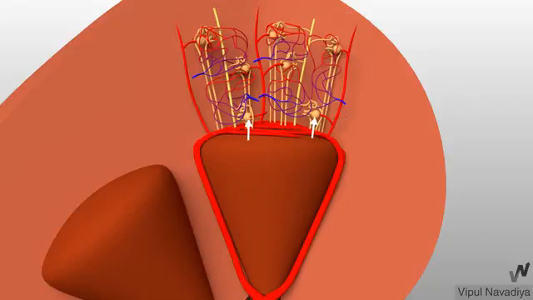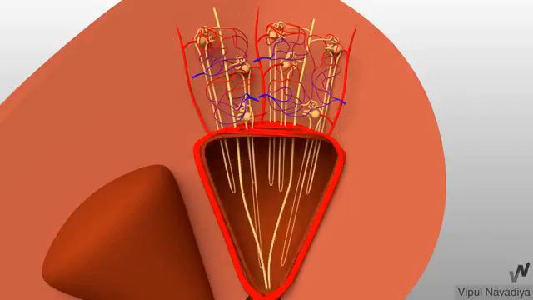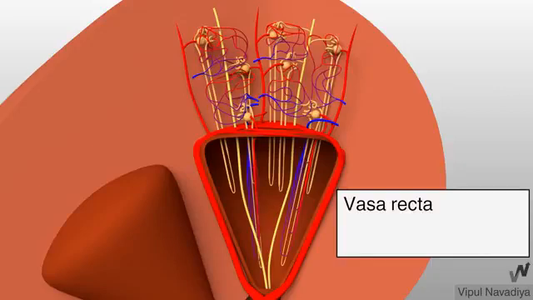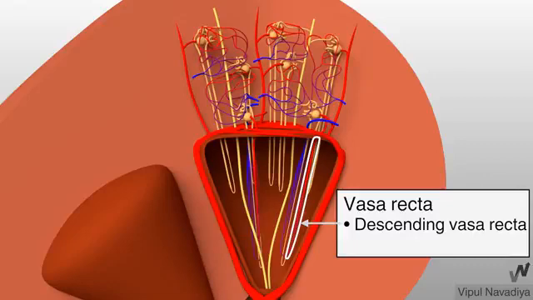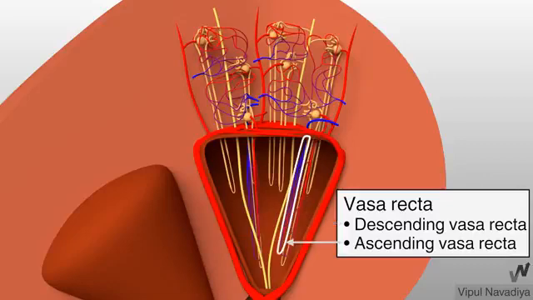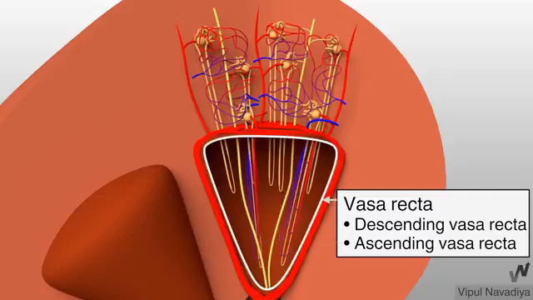These are the juxtamedullary nephrons. Their efferent arterioles descend into the medulla, form a hairpin-shaped loop, and come back to the cortex. It is called vasa recta. The portion going deeper is called descending vasa recta, and portion coming out is called ascending vasa recta. It supplies portion of tubules that lie in the medulla.